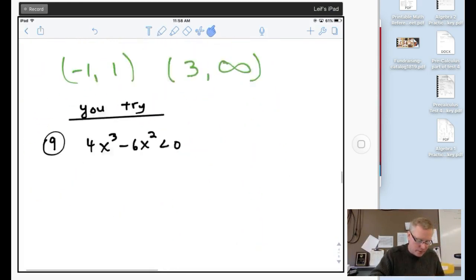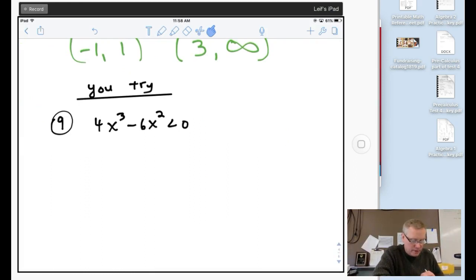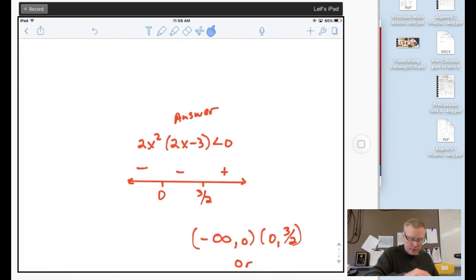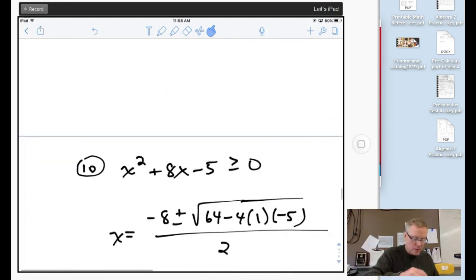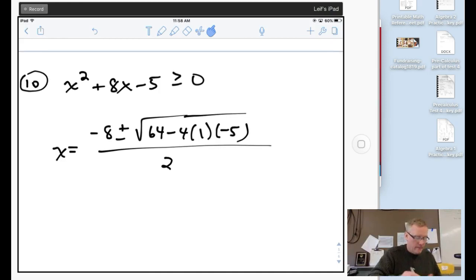All right, you try this one. 4x cubed minus x squared, 6x squared, all right? Try that one and bring it to class. Looks like I was kind enough to give you an answer over here, okay? So there's what it should have come out like. And I got one more here. This one's kind of crazy because not everything's factorable, right? So I did this one out just to play with it.